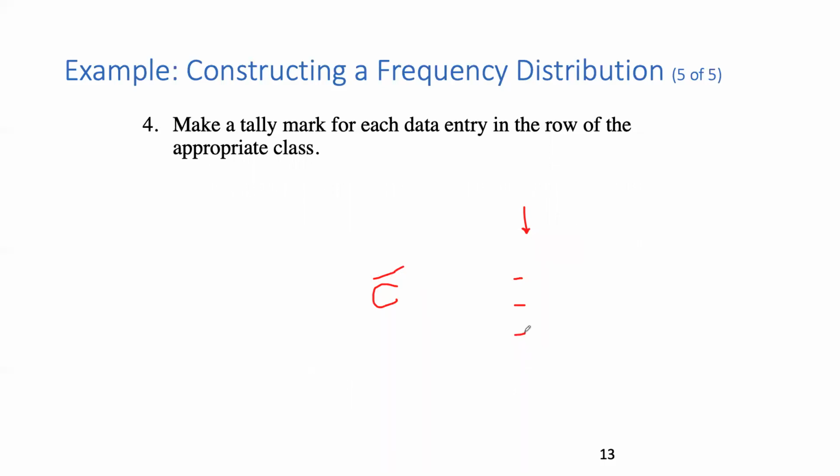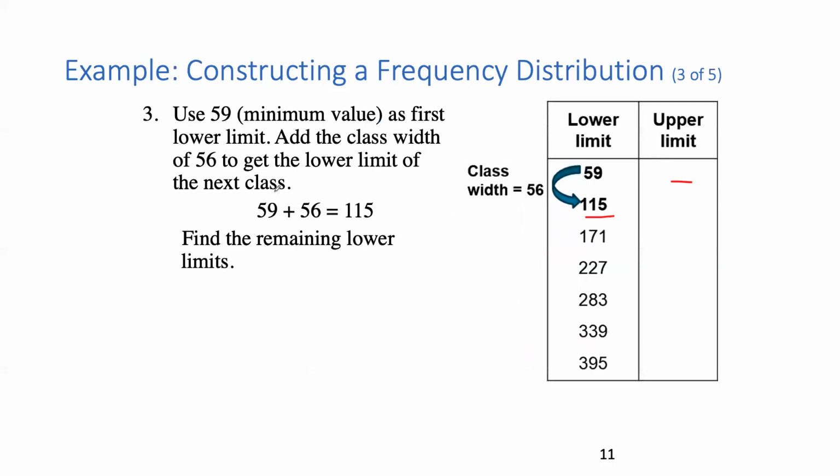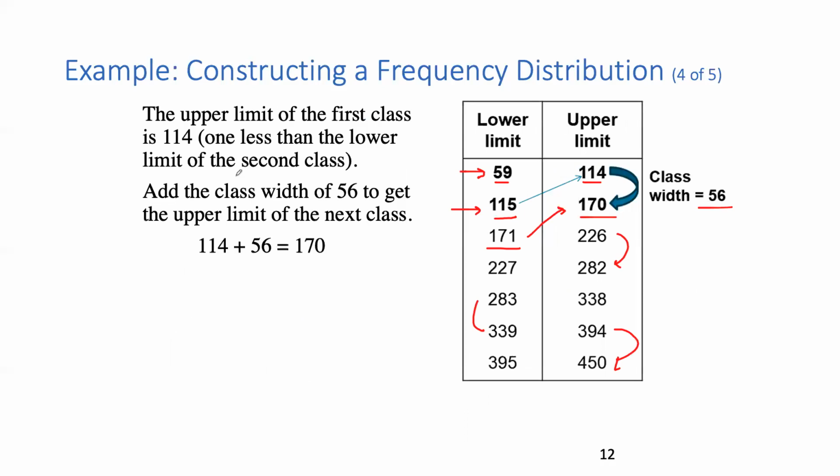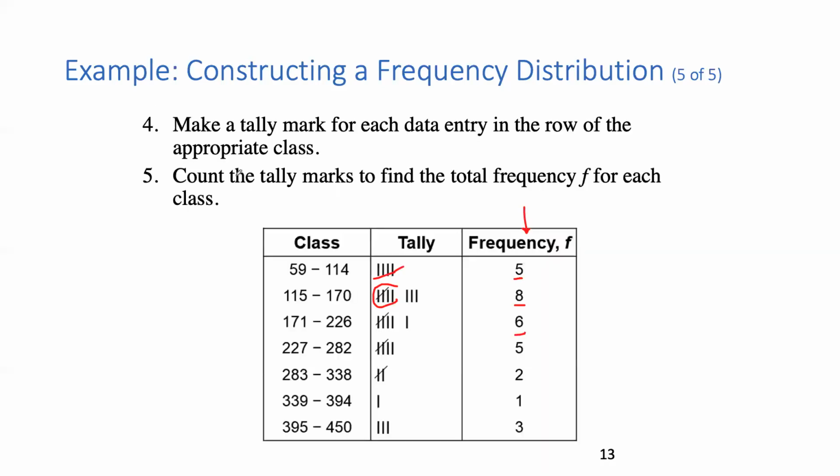And how am I getting these numbers? I'm just looking at my raw data set, right? And making these tallies. So 90 belongs in the first class, 130 belongs in the second class, 400 belongs in the last class. And I keep going through that process, making these tallies and then counting them all up, right? So the frequency, what we call the frequency, is just giving me a count of how this data is distributed, right? It is giving me how many entries are in each of these different classes that I've constructed.